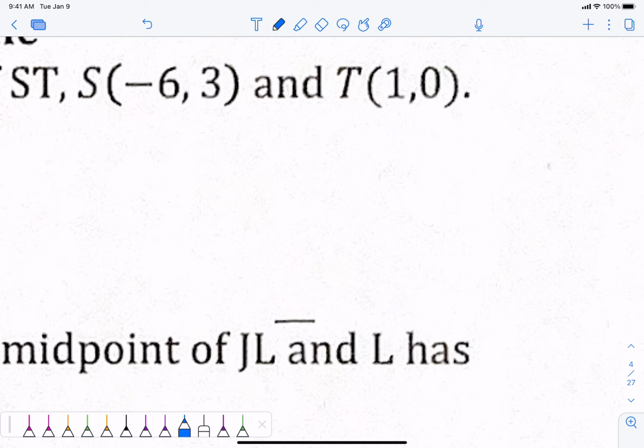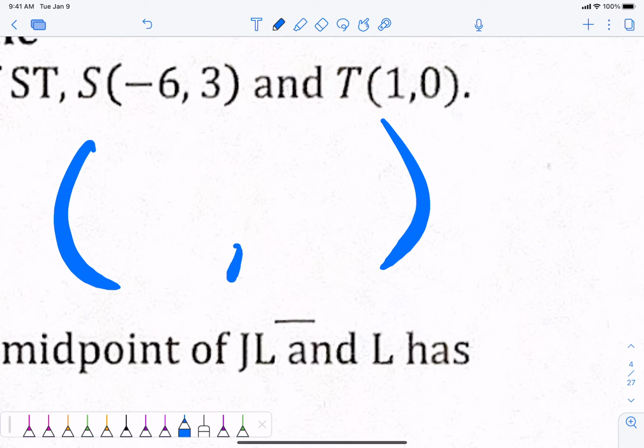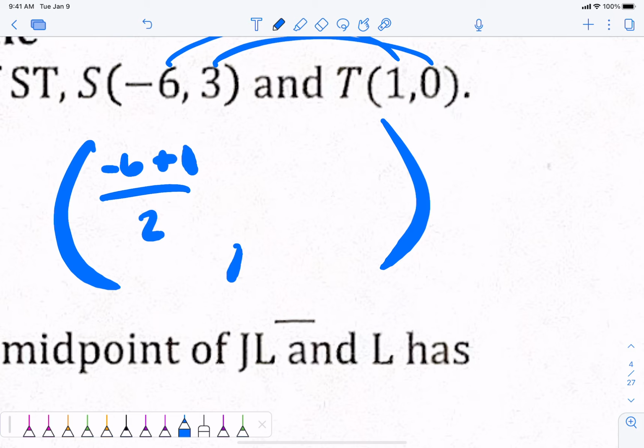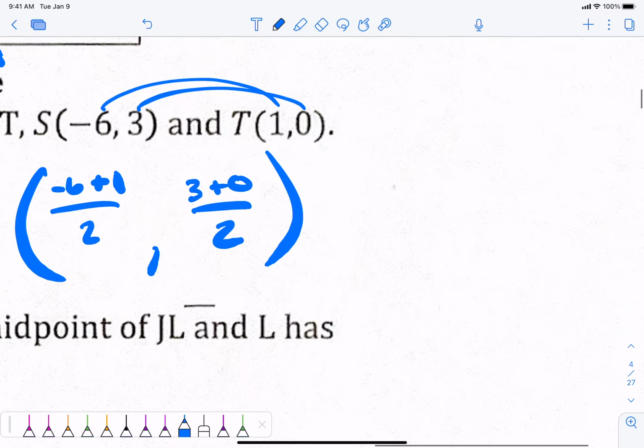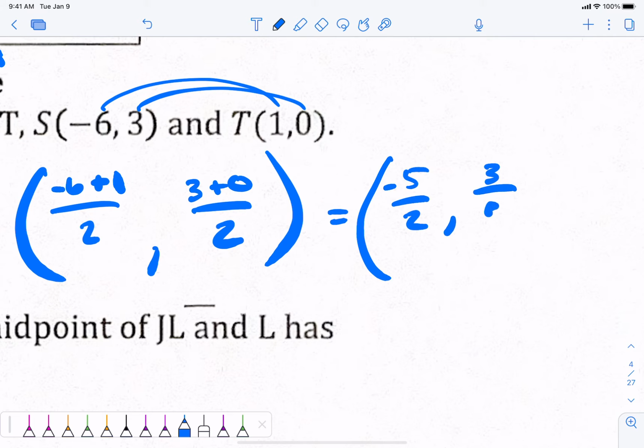Oh my gosh, we gotta go because we got low battery. All right, here we go. So, averaging the x's and averaging the y's. Here we go: -6, we're gonna add to 1, right? -6 and 1 are the x's, and we're gonna divide by 2. And then 3 and 0 are the y's, so 3 plus 0 divided by 2 is the y coordinate, okay? -6 plus 1 is -5 divided by 2. 3 plus 0 is 3 divided by 2, okay? So they look like that.